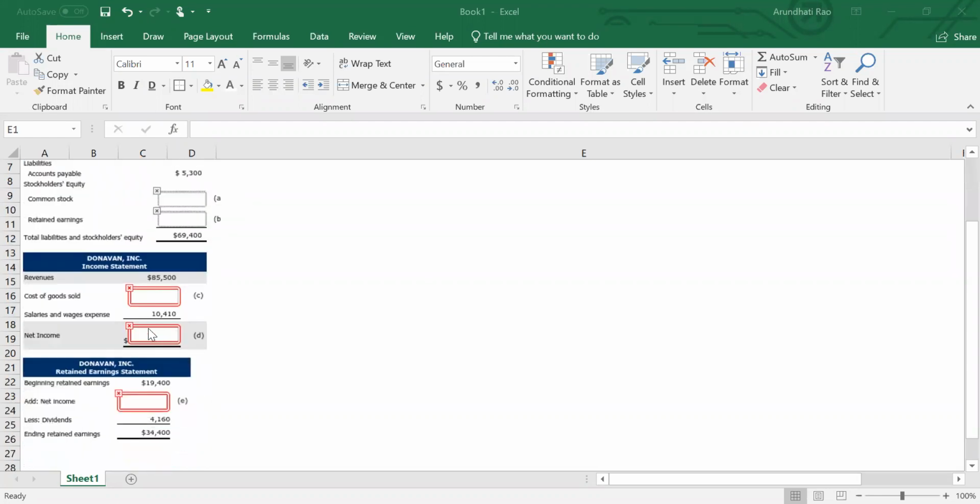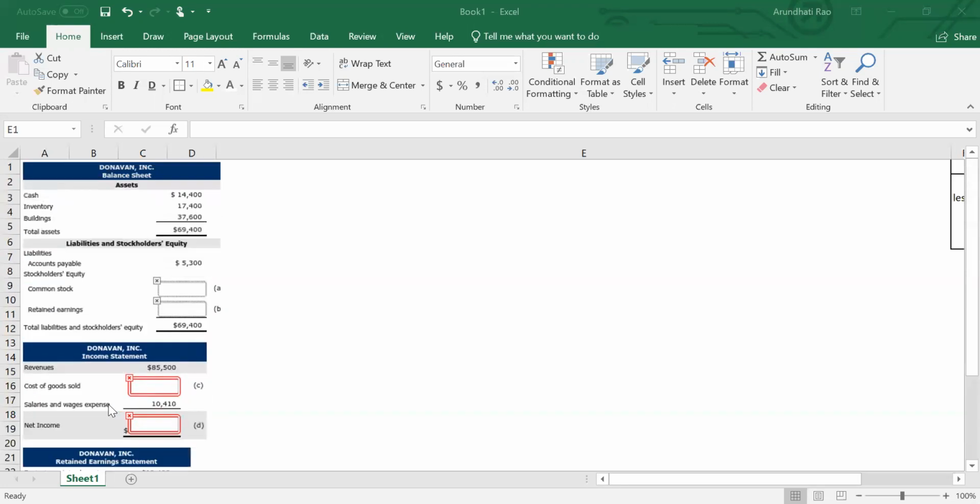In the income statement, we have revenues minus expenses, which is cost of goods sold and salaries and wages expense. That gives us net income. We have two items missing over here as well, which is cost of goods sold and the net income. And then finally, in the statement of retained earnings, we have the retained earnings beginning balance, to which we add the net income number. We subtract dividends, and that gives us a retained earnings ending balance. And here the net income number is not presented.